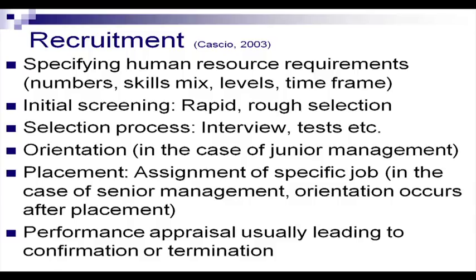Recruitment involves specifying human resource requirements, numbers, how many people do we need, what mix of skills do we need, levels, at which level in the hierarchy do we need, for how long do we need these people. Then we have initial screening. There is rapid, rough selection, where we say, okay, people who do not have say more than 60% marks in their preceding degree are not eligible for selection as faculty in this institute. That is one of the requirements for selection as faculty, so I'm using that as an example. So that sort of weeds out a lot of people.